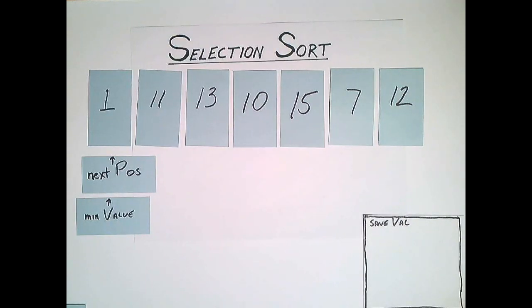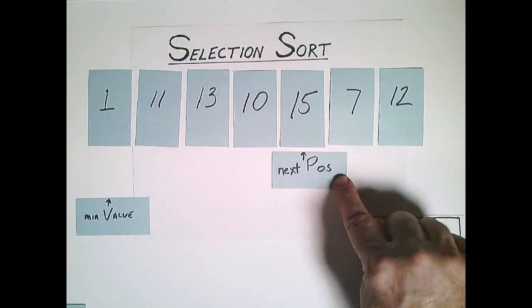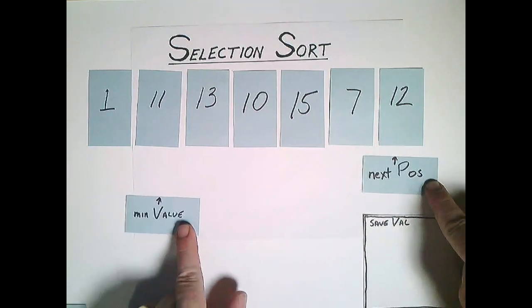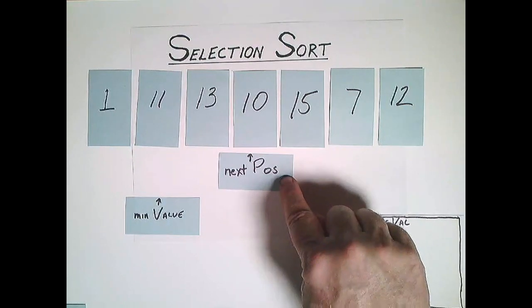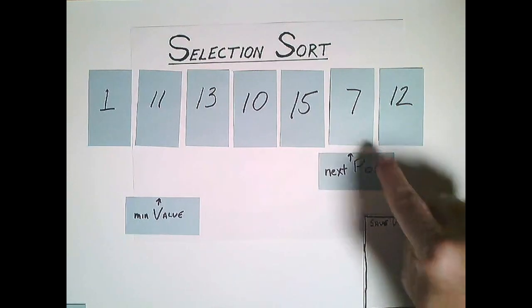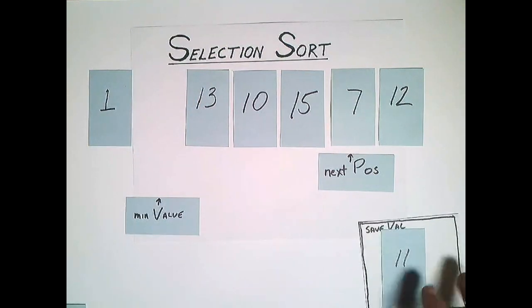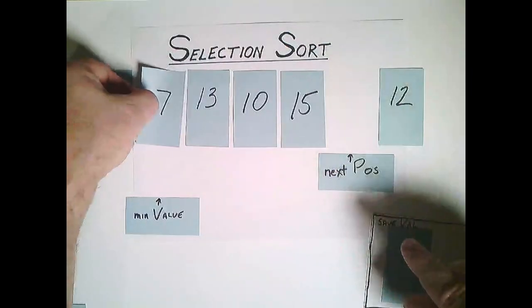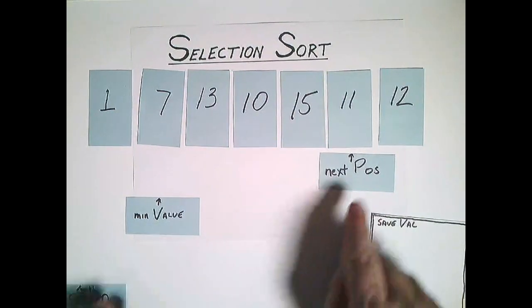Here we have a visual rendition of the selection sort. My next position, I'm checking down the line, is anything less than 1? No. So then I make my min value the next one. Anything less than 11? I go down, and actually I find the lowest. Hey, there's 7, which is less than that. Okay, so let's save the 11, move the 7 into that lowest value, and swap the 11 in its place. All right, that's very good.